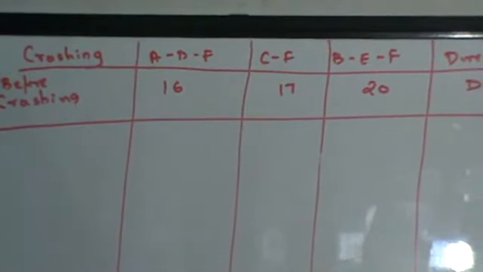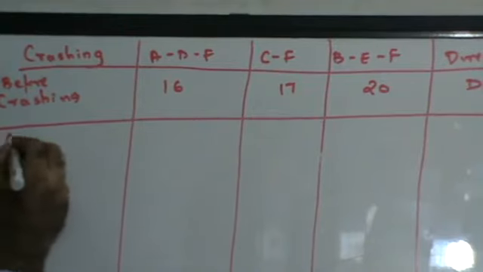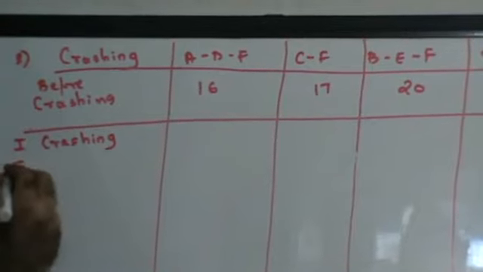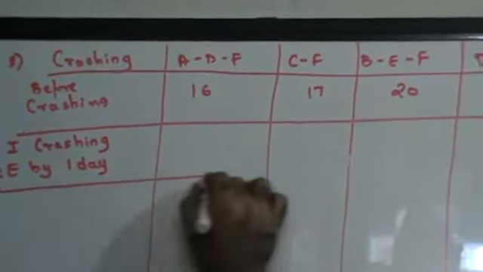Now, if you look at your cost slope table, guys, can you see the cost slope table? Between B, E and F, B has 4th rank, E has 2nd rank and F has 6th rank. You will therefore crash E first. Whichever has the smallest rank, that will be crashed first. So you will have first crashing E by 1 day. I have to crash E by 1 day.